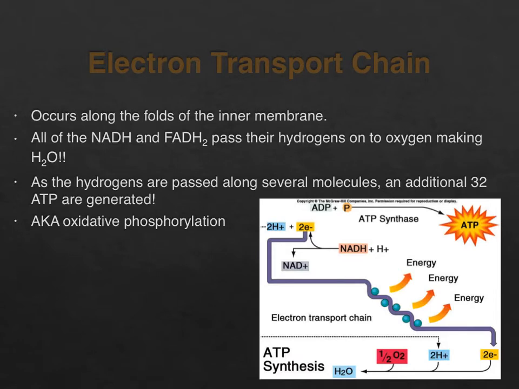So let's look at the electron transport chain. The electron transport chain takes place in the cristae along the folds of the inner mitochondrial membrane. That's where all the NADH and FADH are going to end up. Those NADH and FADH are going to be carrying some very important passengers. They're going to be carrying high energy electrons and also the hydrogens, which are going to be used later to power the production of ATP. This process is also known as oxidative phosphorylation, but we call it electron transport chain.